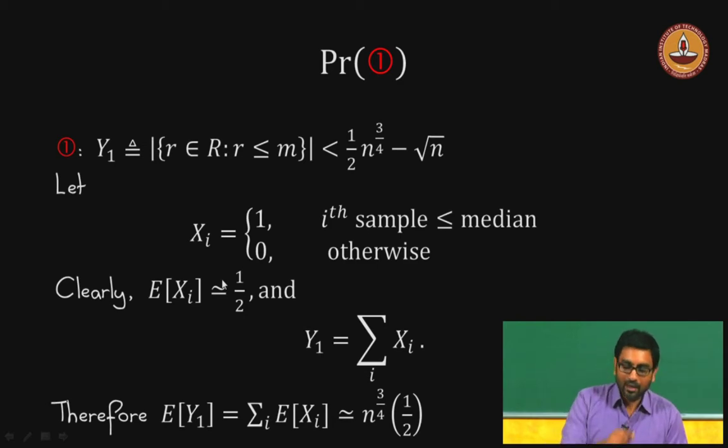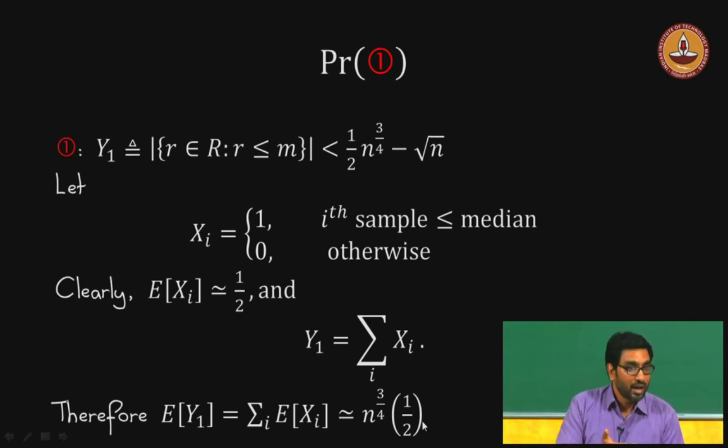And when you have the xi's, you can very easily compute y1. y1 is simply the summation of the xi's, which means now you can compute the expectation of y1, because again, linearity of expectation. And so, the expectation of y1 is n to the 3/4 times a half. Why? Because the set R has cardinality n to the 3/4, and each time you sample, the expected contribution towards y1 is a half.